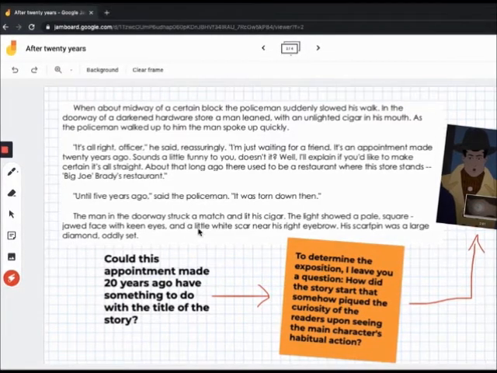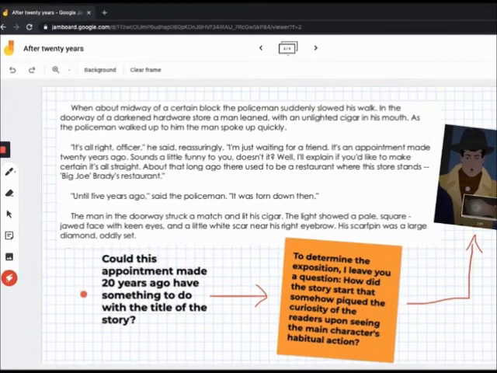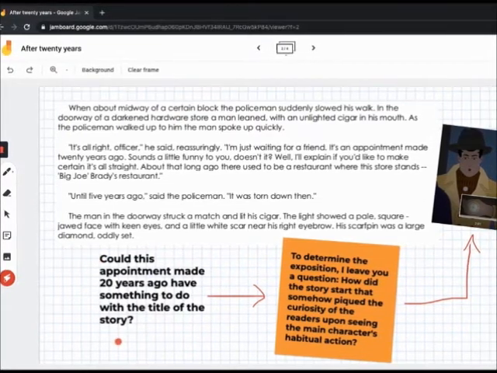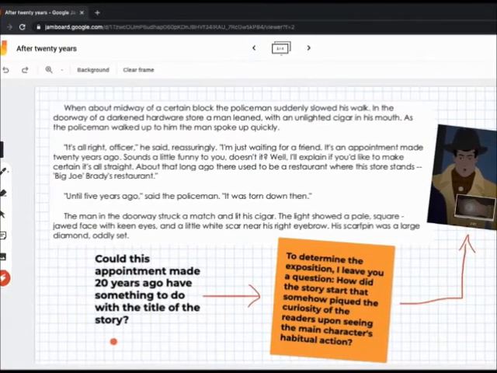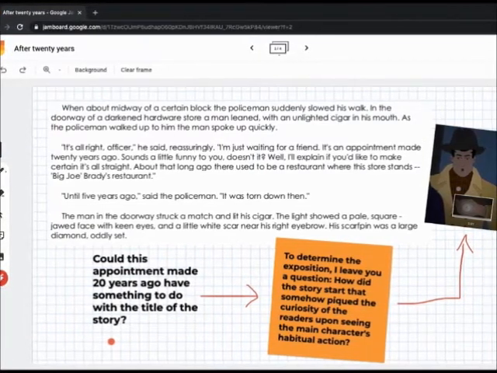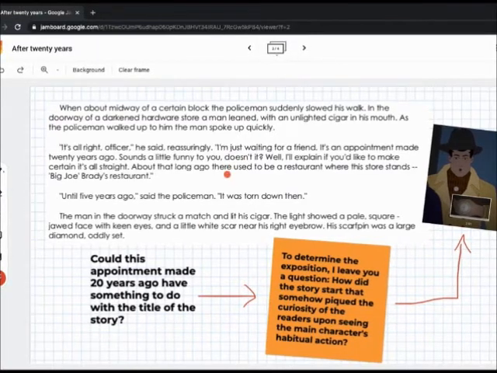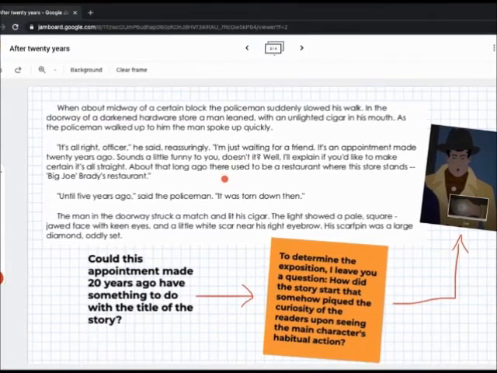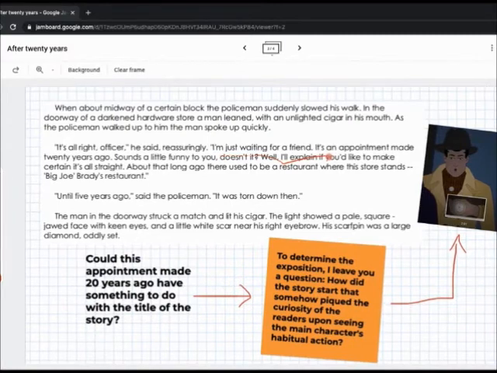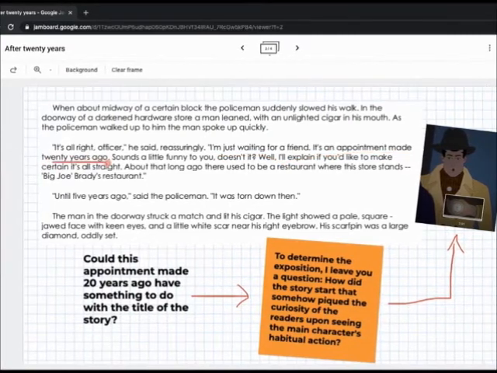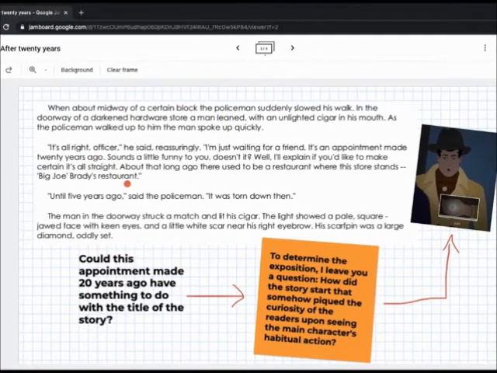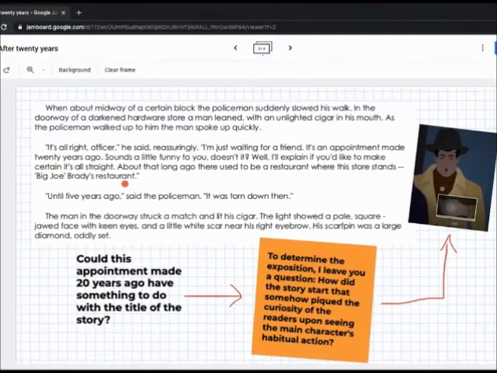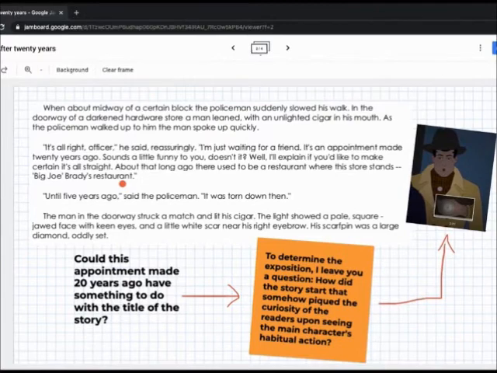Let us answer this question. Could this appointment made 20 years ago have something to do with the title of the story? But before we answer this question, let us take a look at the second paragraph. And here's the dialogue. "I'm just waiting for a friend. It's an appointment made 20 years ago." It was said by Bob, trying to explain why he was at the hardware store at 10 o'clock p.m.